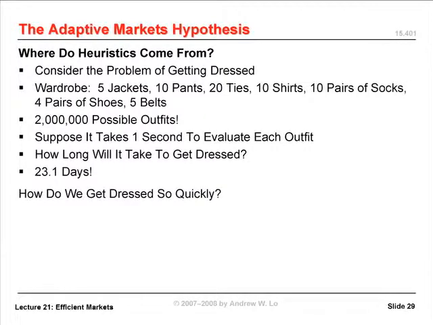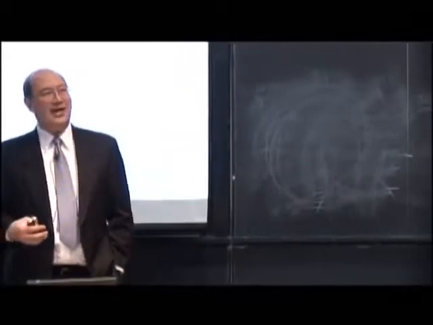And to give you a sense of the challenges that I face in my process of getting dressed, I have to tell you about my wardrobe. So here's my wardrobe. I've got 5 jackets, 10 pairs of pants, 20 ties, 10 shirts, 10 pairs of socks, 4 pairs of shoes, and 5 belts. Now, you might argue that's a rather limited wardrobe. However, if you took the time to compute the combinatorics, you would see that I have 2 million unique outfits in my wardrobe. Now, granted, not all of them are of the same fashion content. They're not all equally compelling from the fashion perspective.